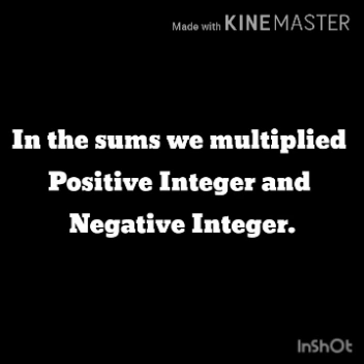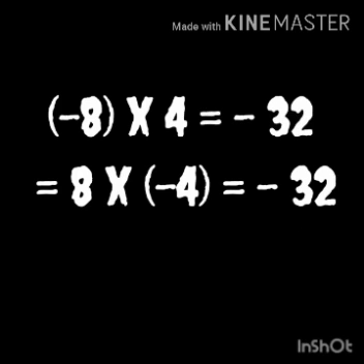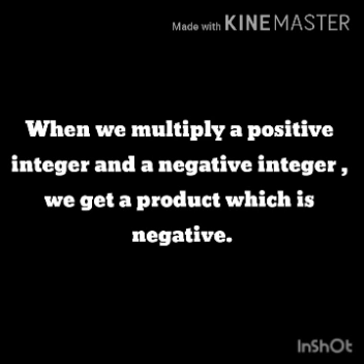In the sums we multiplied positive integer and negative integer. Let us now multiply negative integer and positive integer. Minus 8 into 4 is equal to minus 32. That is equal to 8 into minus 4, which is equal to minus 32. When we multiply a positive integer and a negative integer, we get a product which is negative.